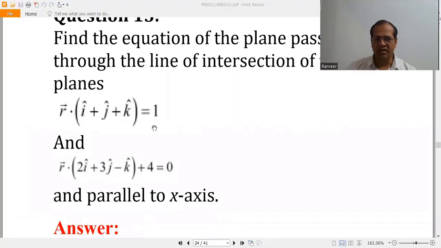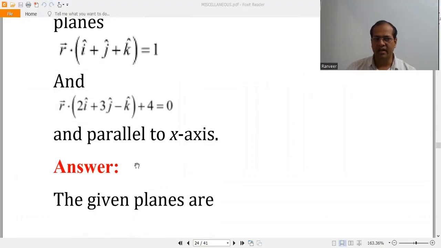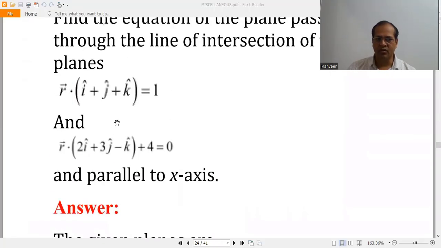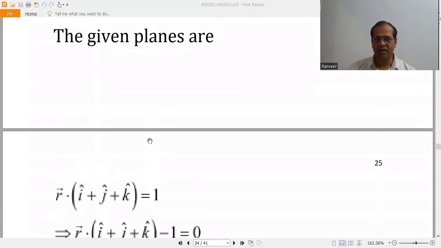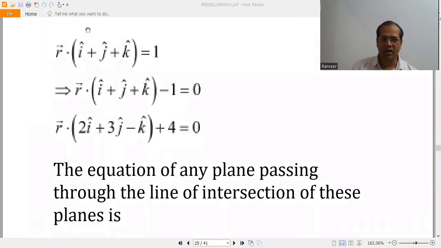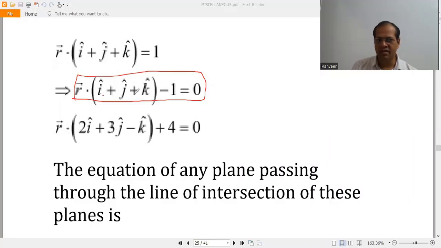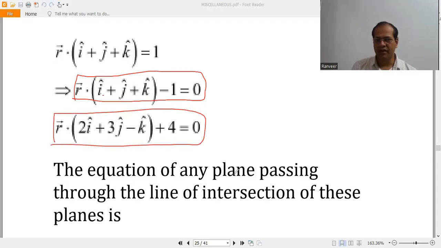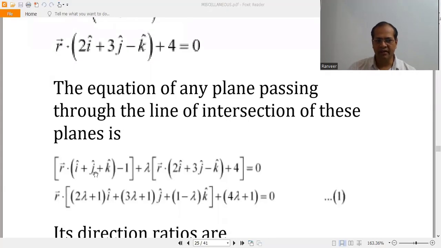So first of all, based on these two equations of the planes, we can create an equation of the plane which is passing through these two planes. The given plane is this. First we have to write it in the equation format, r dot (i plus j plus k) minus 1, and this also we can write here. Now the equation of any plane passing through the line of intersection of the planes is r dot (i plus j plus k) minus 1 plus lambda. That means this is the equation of one plane. Suppose this is P1 plus lambda, this is P2. So P1 plus lambda P2.